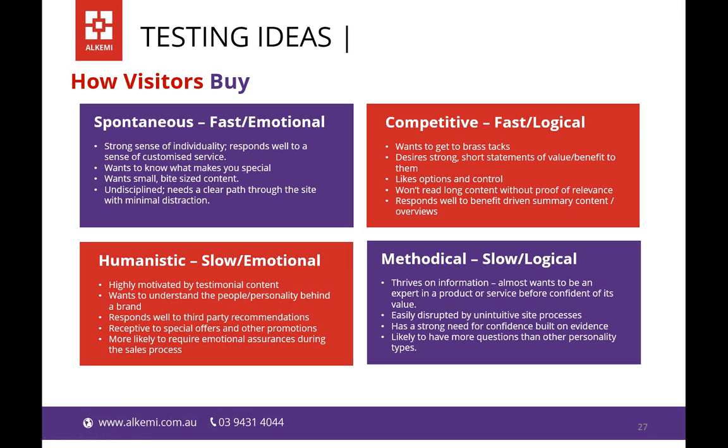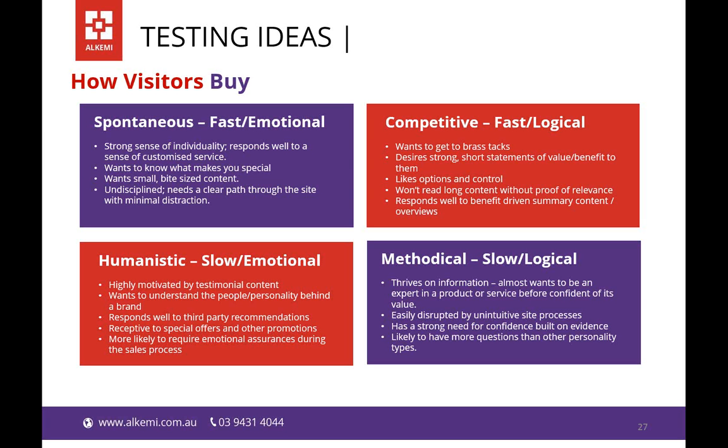Your competitives want to know what you can do for them. Spontaneous want to know why they should deal with you. Our methodicals want to know how you can actually help them. And then finally, our humanistics want to know who you have actually helped. Now, I'm not going to go through all of these particular points here, just given the amount of time we've got. This content we will make available later.